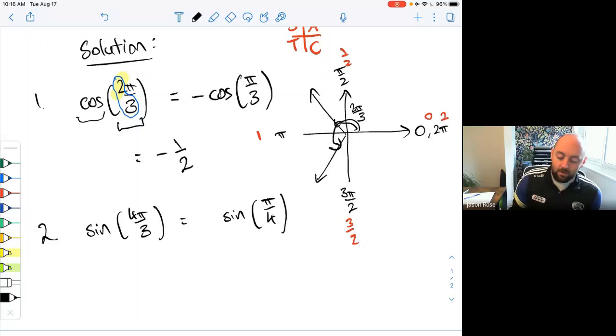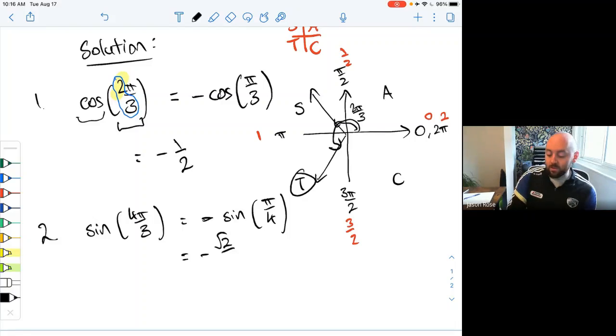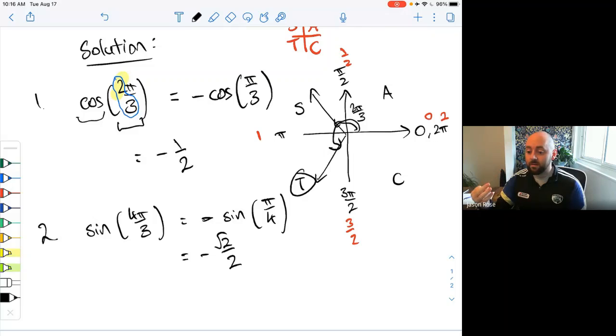Now, in this quadrant, if you remember, this is A, S, T, and C. Tan is the only trig function that's positive down there, meaning that sine would be negative down there. And what's sine of pi over 4? It's minus root 2 over 2. That's another one that you want to have learned off. So you want to know what sine, cosine, and tan of pi over 6, pi over 4, pi over 3 are. You want to know those ones off by heart, and then you're going to use those to get any of the other angles that you might need.